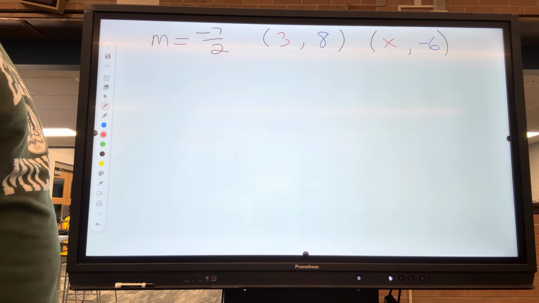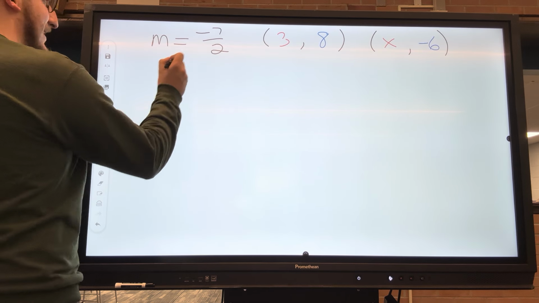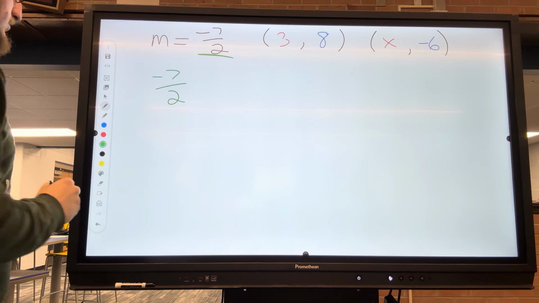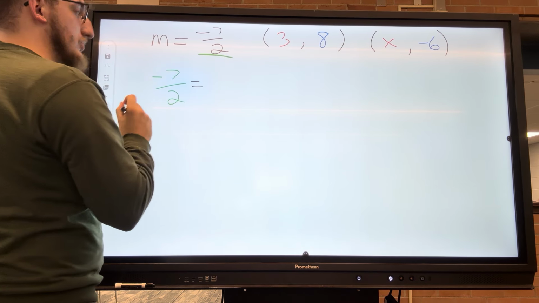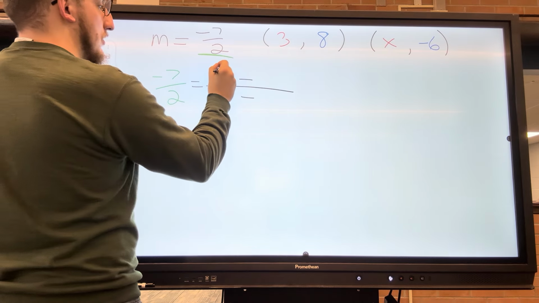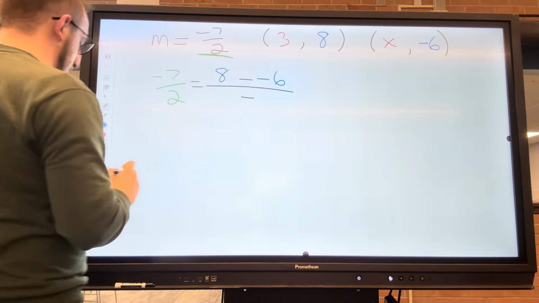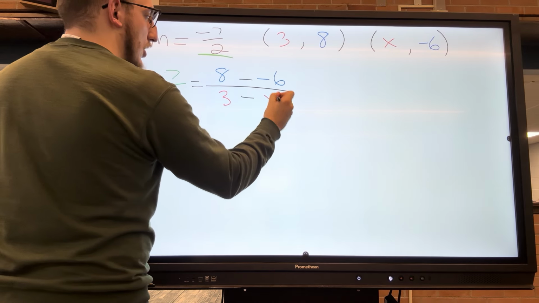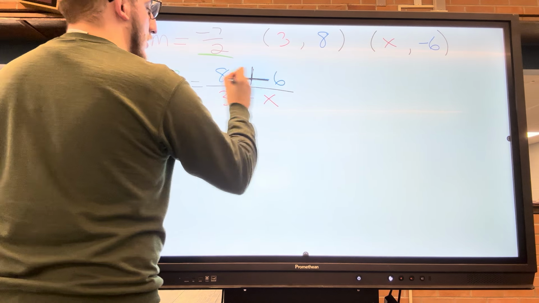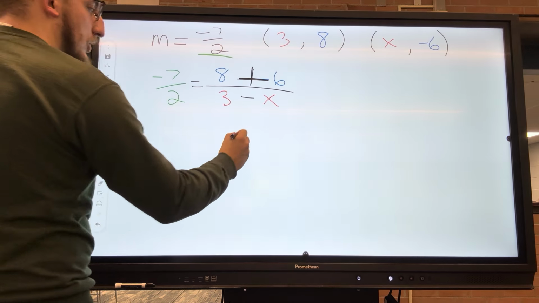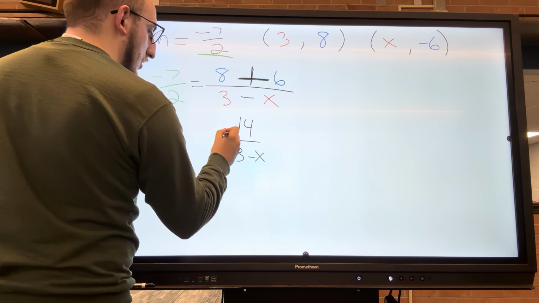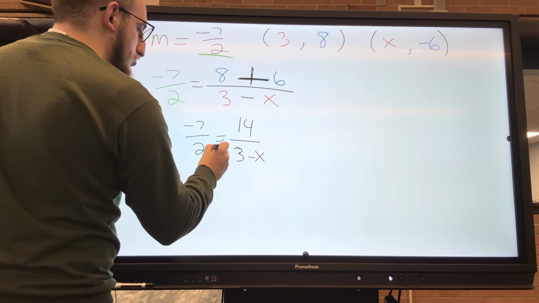Great job solving it, if you did. Let's just set it up. This is my slope. -7 over 2 equals, I'll put my y's up top, 8 minus -6, x is down low, boom. This turned to a big fat plus. So now our new equation is going to be 14 over 3 minus x equals -7 over 2.